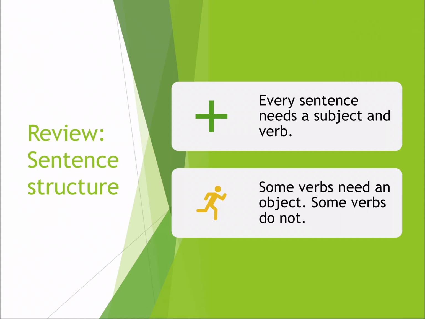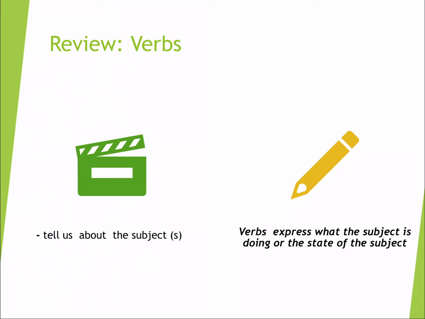So we learned that every sentence needs a subject and a verb. We learned it also needs meaning. We learned that some verbs need an object and that some verbs do not. To review, we learned that verbs tell us more about the subject of the sentence. Some verbs express the action that the subject is doing. But verbs can also tell us about the state of the subject or provide more information about the subject. We'll get into this as we move through the slides.